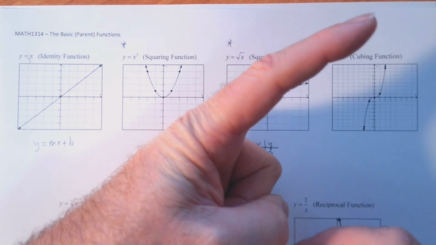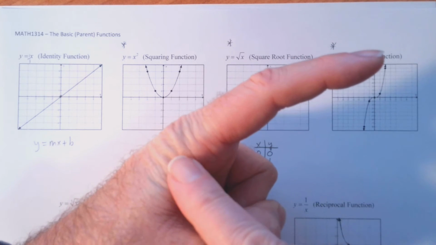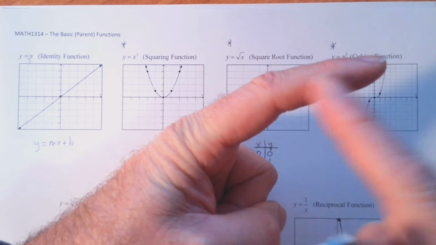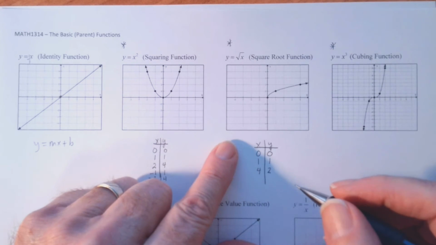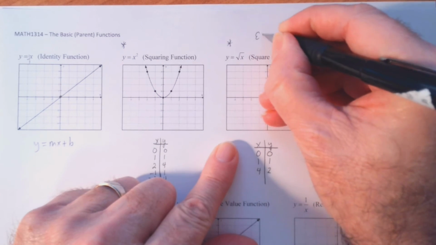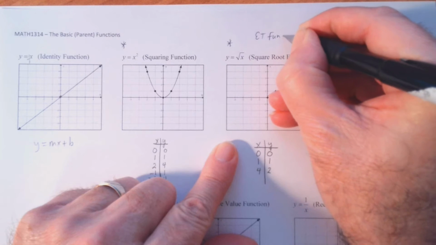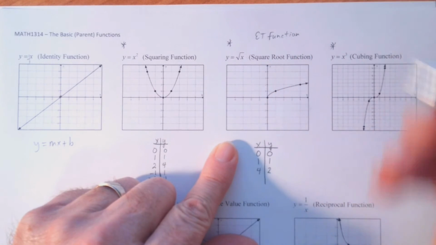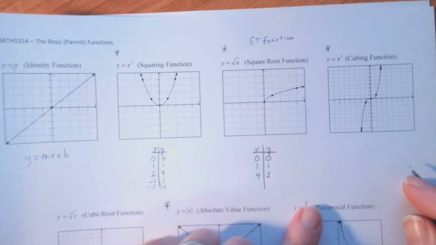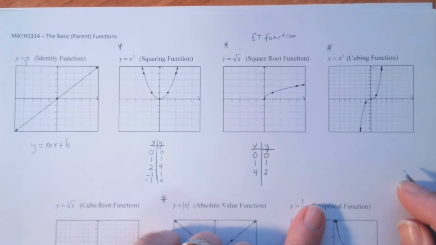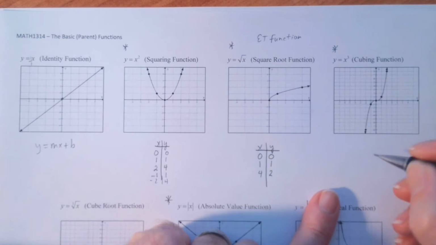And I call this the ET function. You may remember ET had a long finger, or you may not be familiar with ET, but we call this the ET function. So you don't really have to know the names, but for some students it helps them to remember the functions. All right, let's move on to the cubing function, or y equals x cubed.